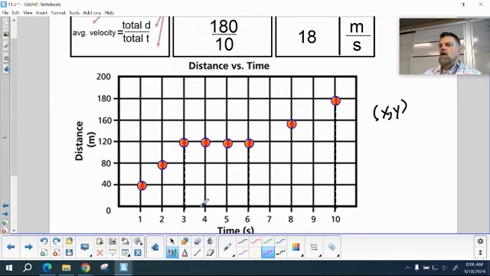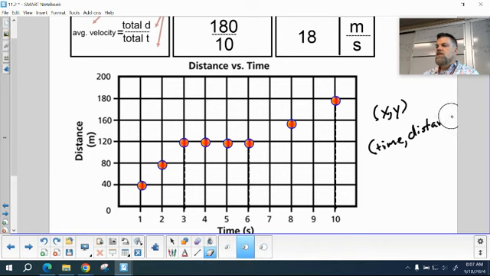My x value represents the time. You guys should be writing this down. So this is time, and then the distance. We'll talk about the difference between distance and displacement, but for now we're just going to focus on distance.